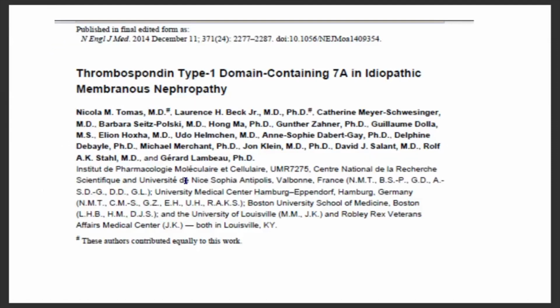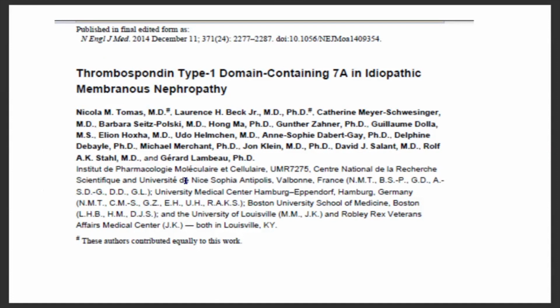In 2014, another antigen called thrombospondin type 1 domain containing 7A, THSD7A, was discovered. So this was the second antigen to be discovered, in 2014. And at the time when it was discovered, we thought about 5% of cases were thrombospondin positive, which we now know is not the case. Actually, thrombospondin is very rare.